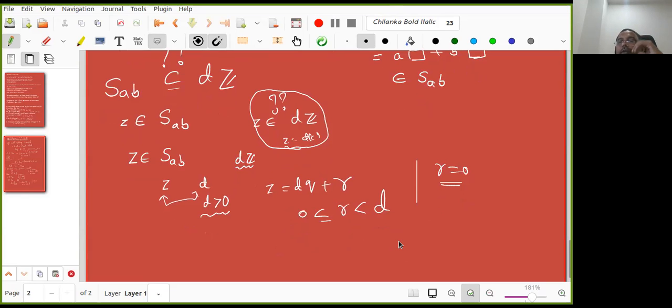So how do you show R equal to 0? Amiya? Z minus dq. No, that is you are recalling the proof. Okay. Before that, I want to show R equal to 0. What is the next step? Just tell me the next step.